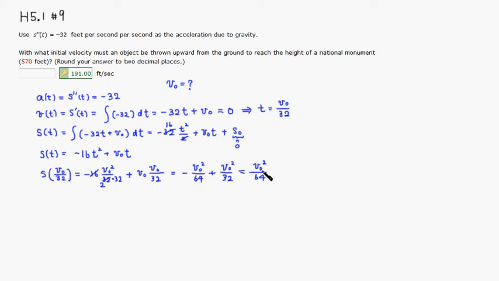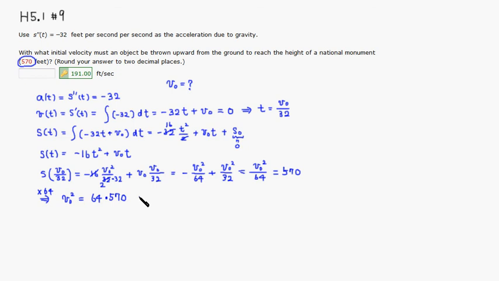We want this highest height to be 570, which is right here. So going down here, we want to find v0. So v0 squared, multiply both sides by 64. So you're going to get 64 times 570.